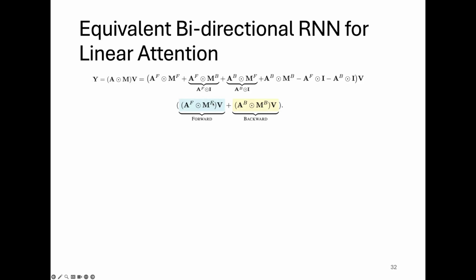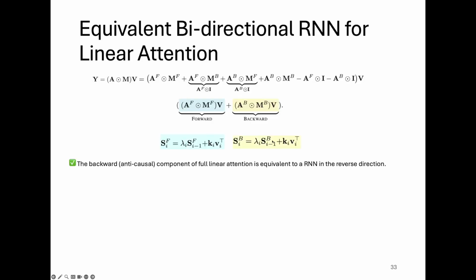So now we can see that, let's first focus on the left part. This is exactly what we see in causal linear transformers, which have an equivalent RNN. The one on the right side is also exactly the same as the left one, but in reverse order, so you start from the end token and try to reach the first one. Considering that, we can end up with these two recurrences for forward and backward paths. And the backward path is exactly the same as the forward path, but it is just running in reverse order.